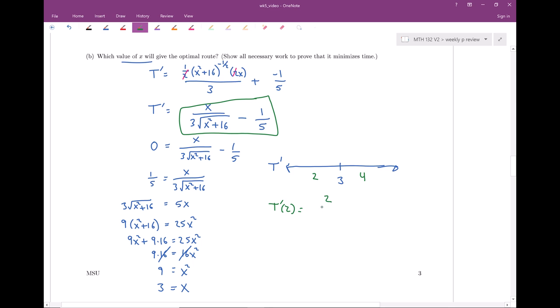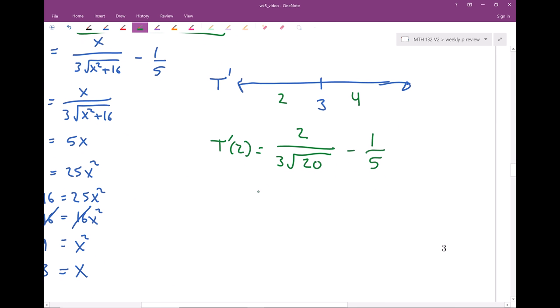So that's going to be 2 divided by 3 times the square root of 2 squared. That would be 4 plus 16. That's going to be 20 minus 1/5. And the question is, is this positive or negative? We don't get calculators, so we have to be a little bit good at approximating these things. So I'm just going to go ahead and say approximately. And the only really challenging thing is the square root of 20.